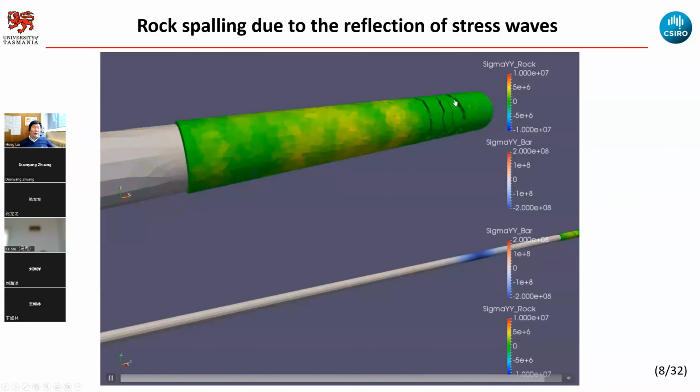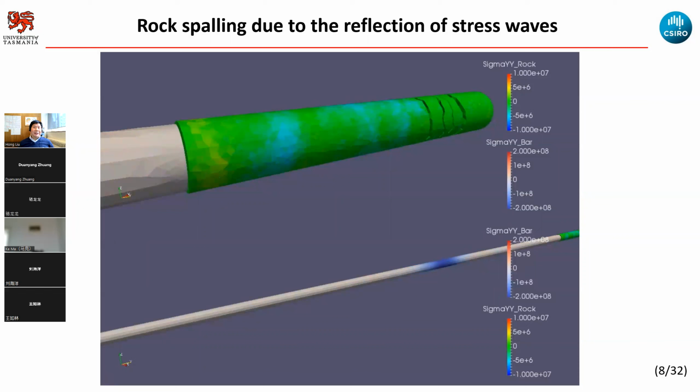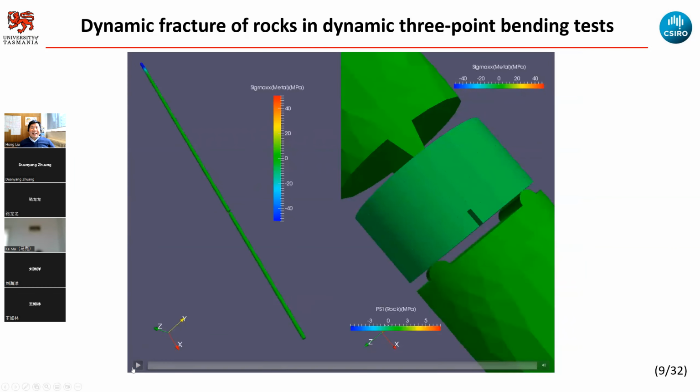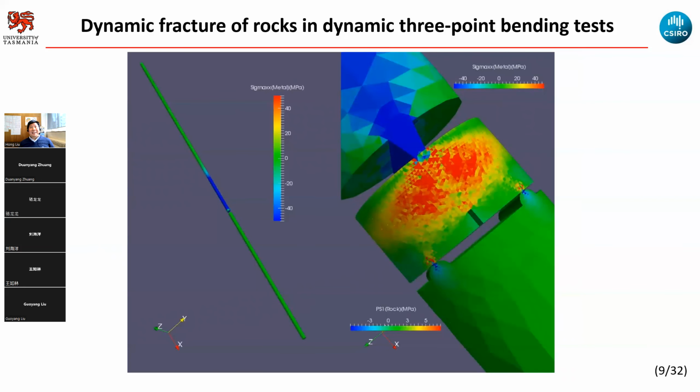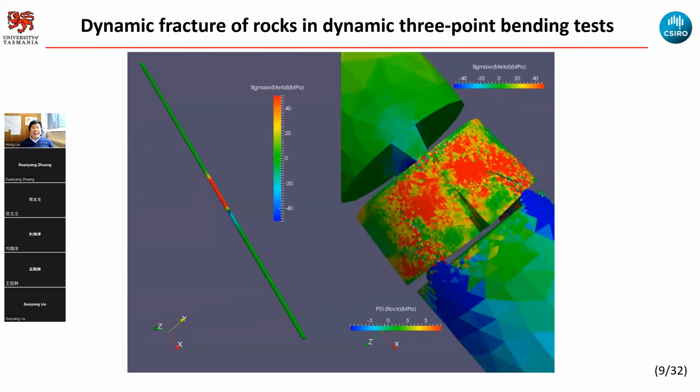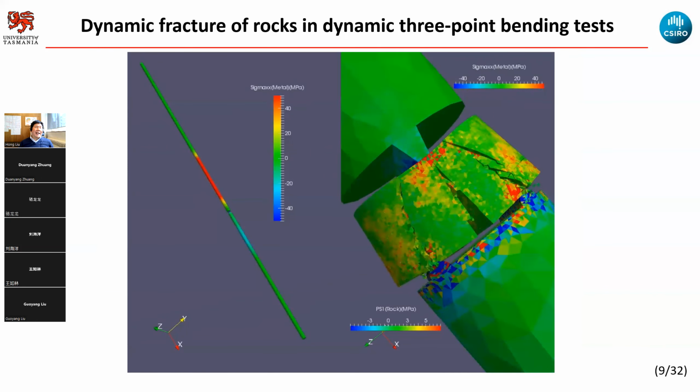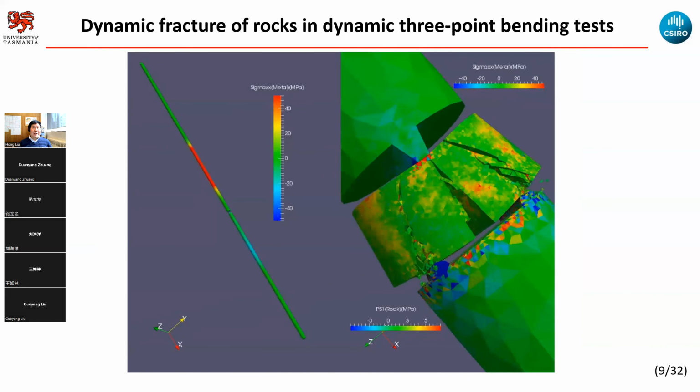Okay, with the tensile stress wave, we know the rock tensile strength is much lower than the compressive strength. So that will cause this kind of spalling behavior. That's what we usually observe in dynamic testing in the laboratory. And here is the numerical modeling. Okay, the other one is what I showed you before. If we change this sample and make it a notched sample, then we can easily do the dynamic three-point bending test.